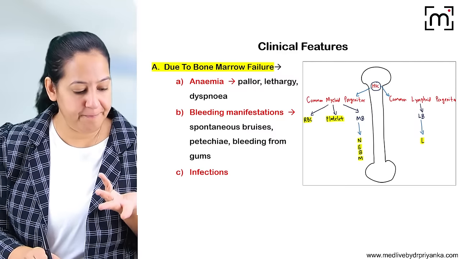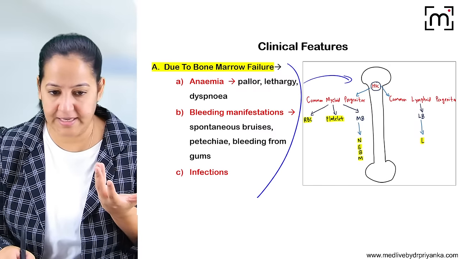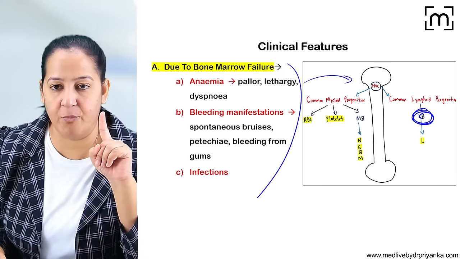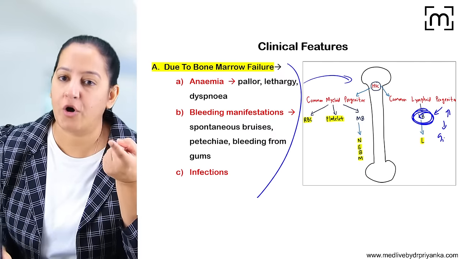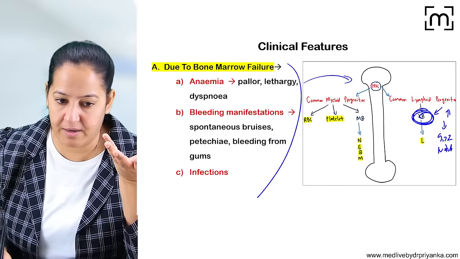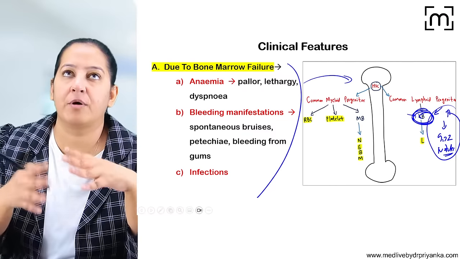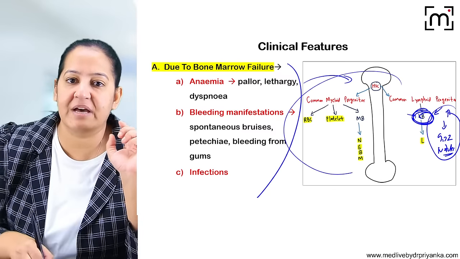Now here you can see the bone marrow failure features also. Here the only cell is lymphoblast. The mutation occurs in the lymphoblast. Which mutation? I told you various mutations: either hyperploidy or hypoploidy or 9;22 translocation or NOT gene mutations. Because of any mutation, this becomes a cancer cell. It keeps on doing mitosis, uncontrolled mitosis. It will replace everything else.